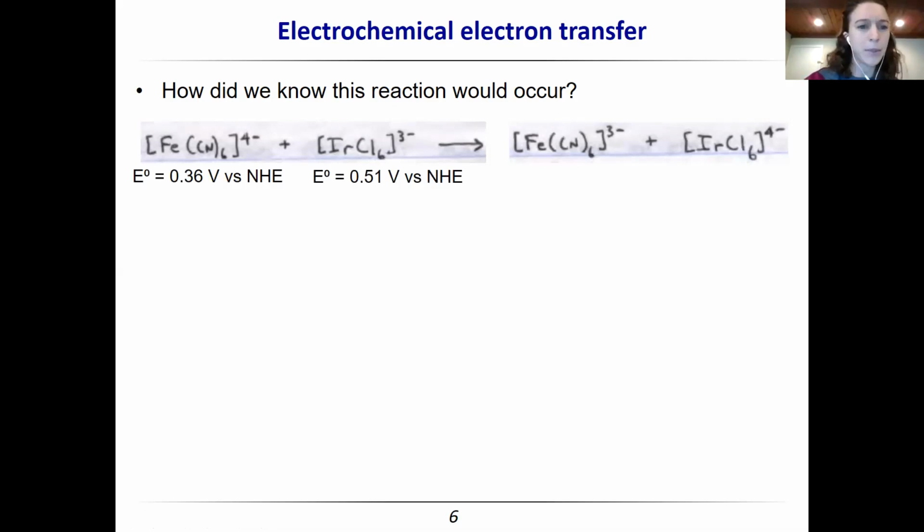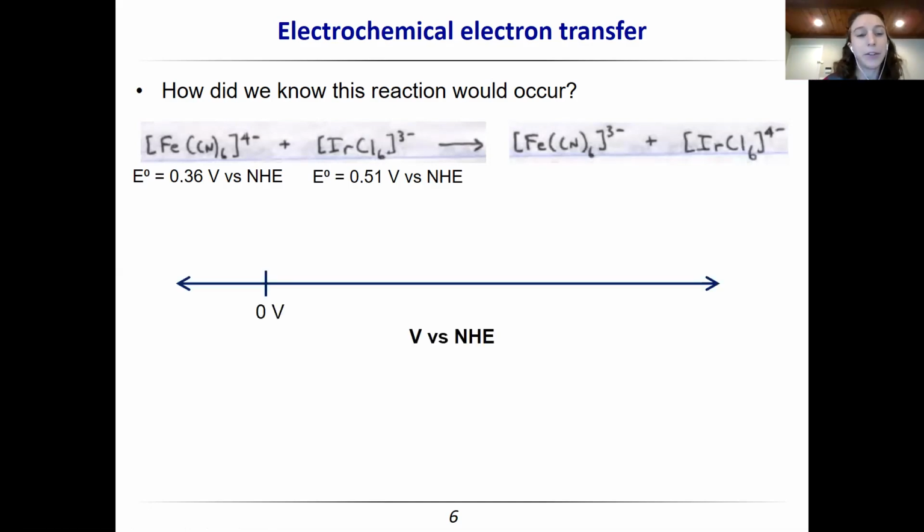So I looked up the reduction potentials for these two complexes and found that the iron 2,3 reduction potential, or 3,2 reduction potential, is 0.36 volts versus the normal hydrogen electrode. This is 2 proton plus 2 electron goes to hydrogen, but we could use any standard reference. And 0.51 volts for the iridium complex.